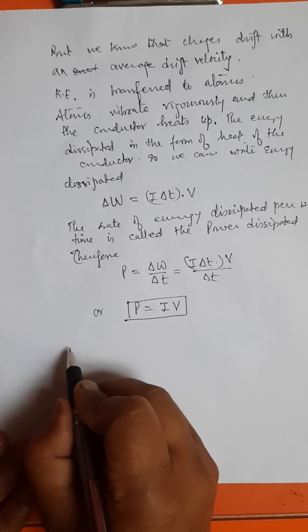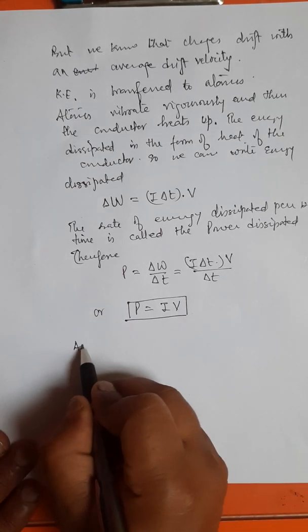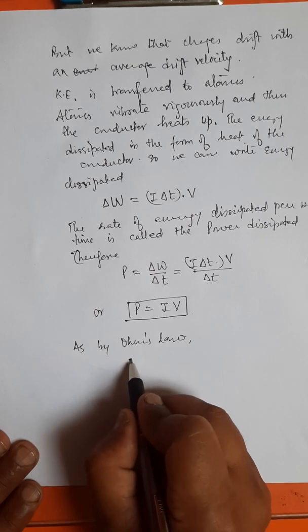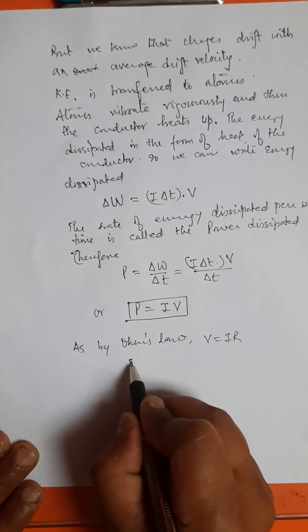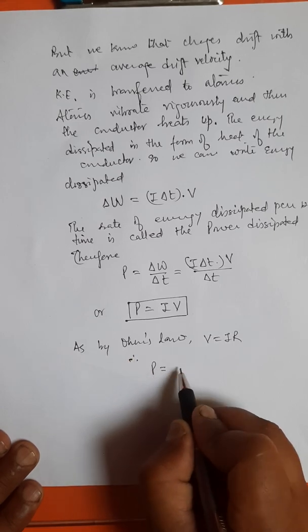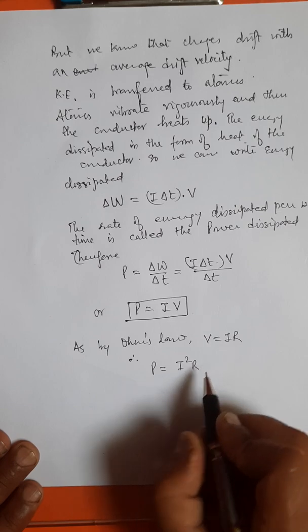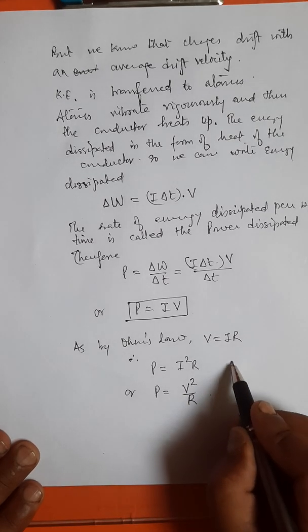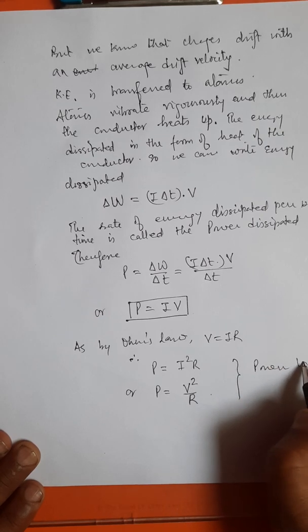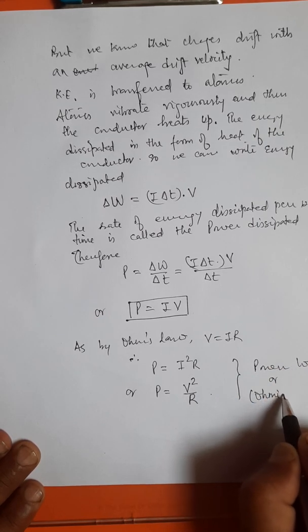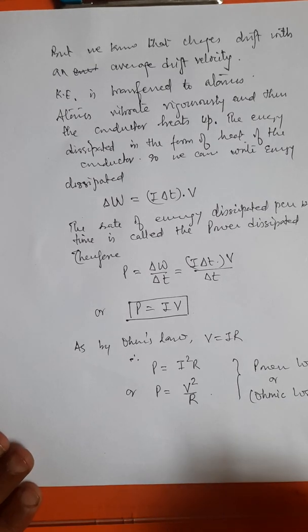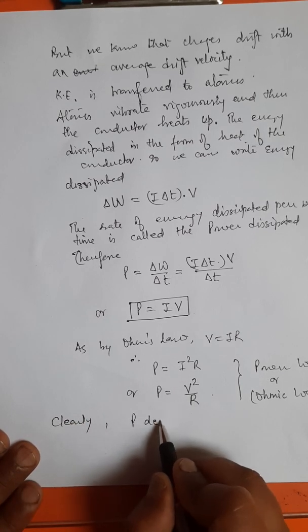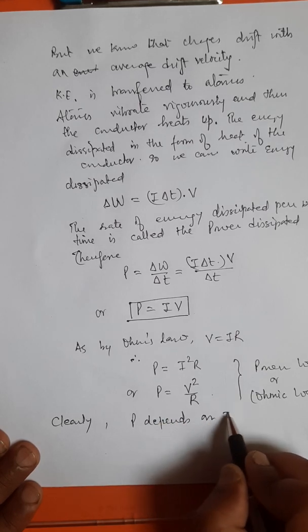Now, as by Ohm's law, V is equal to IR, that's why P is equal to I square R, or P is equal to V square by R. And this is called the power loss or ohmic loss. Clearly, power depends on I and V.